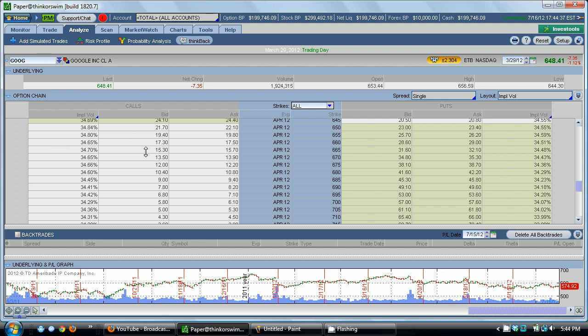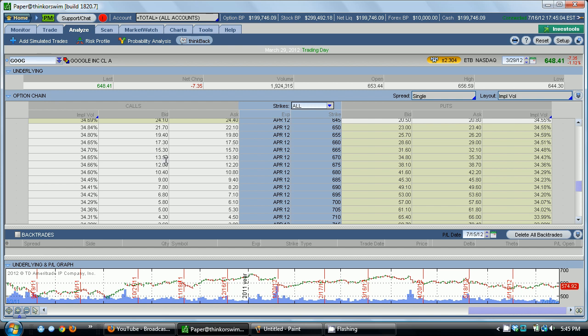So what this does, the implied volatility measures the relative cheapness or expensiveness of an option. So if implied volatility is high relative to the past, that might mean that an option is overvalued, and if implied volatility is low relative to the past, that might mean it's undervalued, and you could get an edge by either buying it or selling it versus simply trading the underlying.